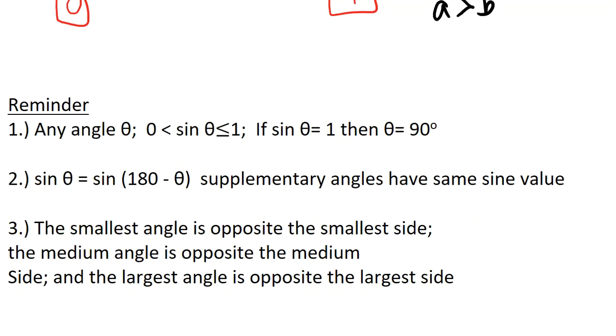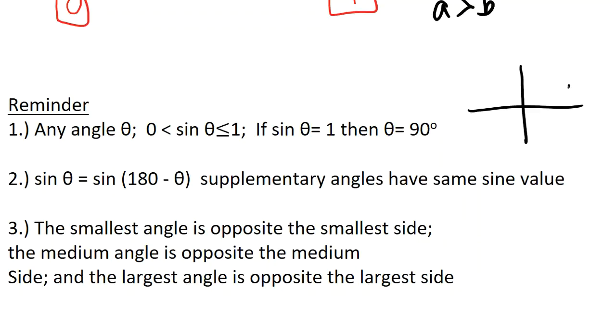A couple of reminders before we start getting into some of the problems. First of all, for any angle theta, we know that sine of theta would have to be between 0 and 1. If sine theta equals 1, then we know that theta has to be 90 degrees. The second reminder is that sine of theta is the same as sine of 180 minus theta. Supplementary angles have the same sine values. And that goes back to those principles that we've talked about in the unit circle.